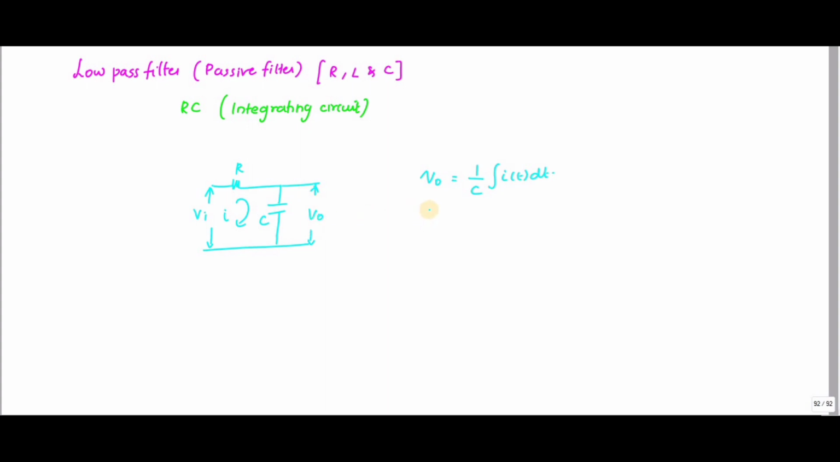What is I of t? I is nothing but VA of t divided by R. So I can substitute here: V naught is 1 divided by RC times the integral of VA of t dt. So you can see my output voltage is nothing but the integration of the input voltage. The output is proportional to the integral of the input voltage.